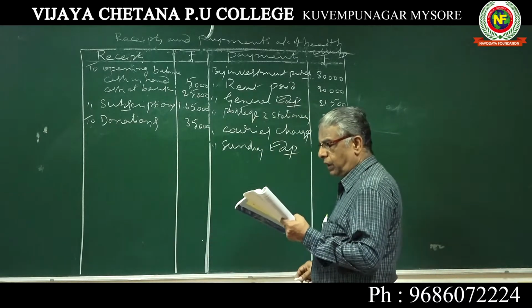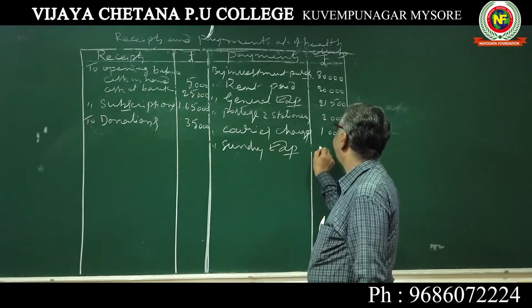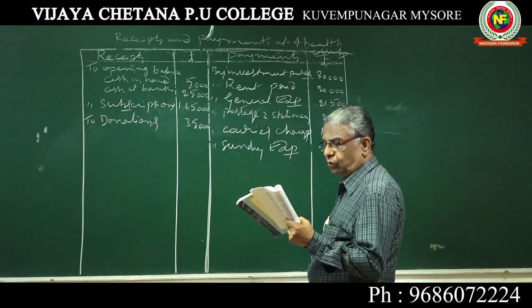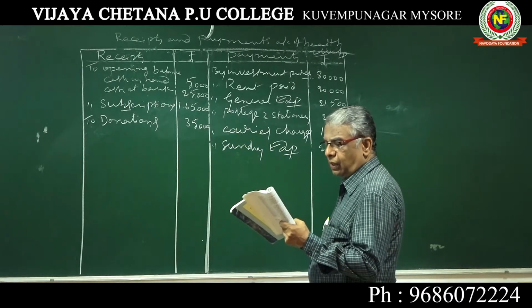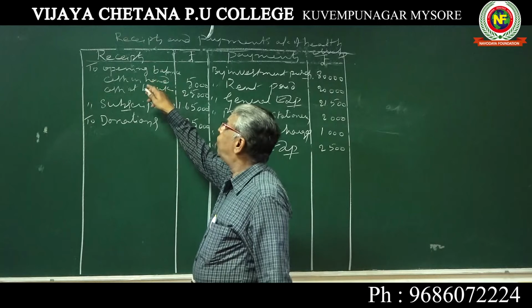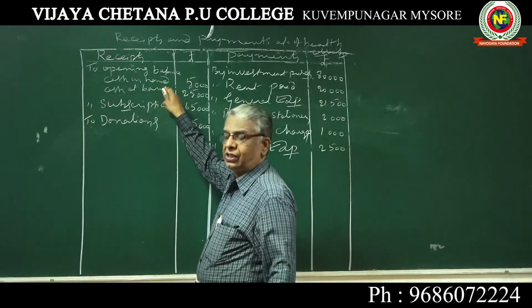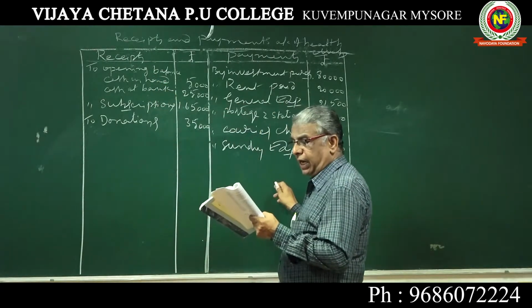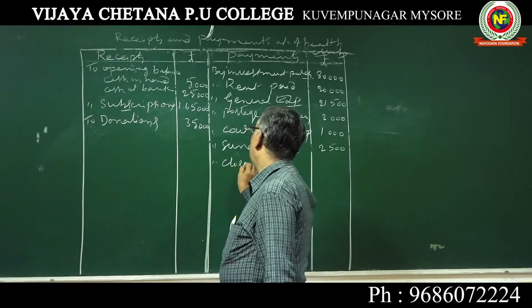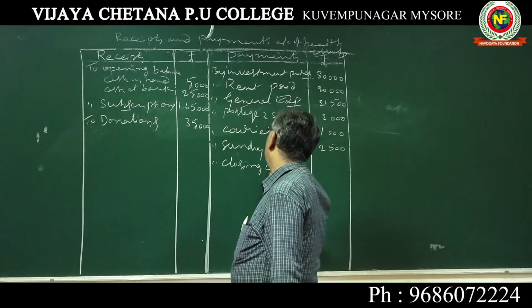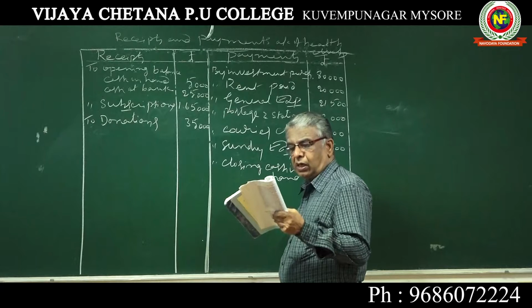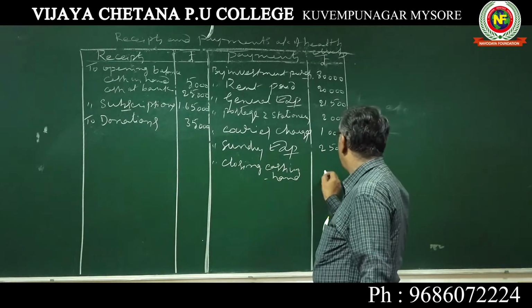Sundry expenses is 2500. And then closing cash in hand. As you know, here in the receipt side we are going to show the opening cash and bank balance. And in the payment side, closing cash in hand here is given by him, that is 12,000.